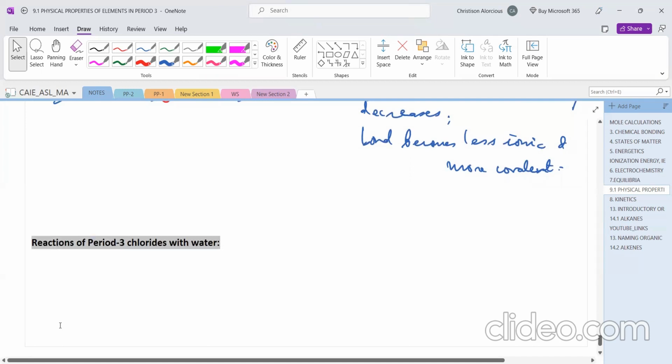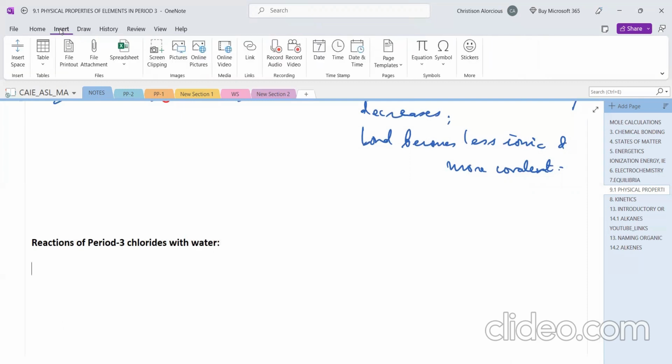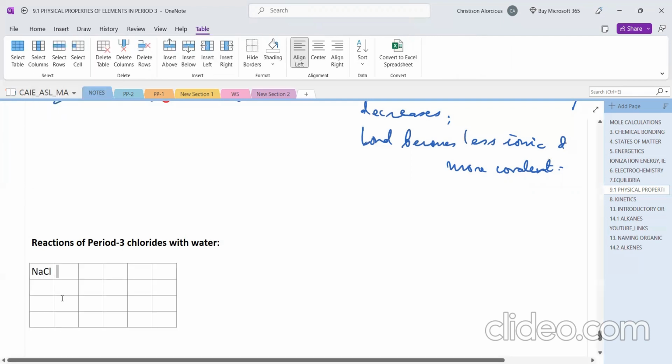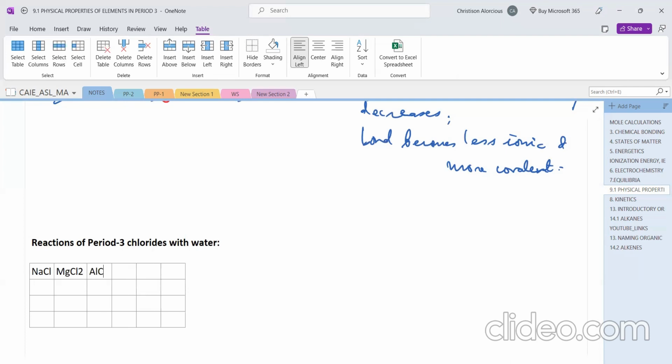But before we go on to the reaction of the period 3 chlorides with water, let's just quickly see what we know about the different chlorides and their structure and bonding. So it's sodium, magnesium, aluminum, silicon, phosphorus, sulfur. So let's say I've got sodium chloride, magnesium chloride, aluminum chloride, silicon tetrachloride. Phosphorus has got 3 chlorides, remember, PCl3 and PCl5. These are the chlorides that are listed in your syllabus, so we will be sticking to those.